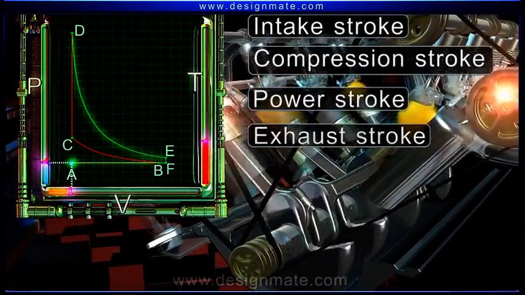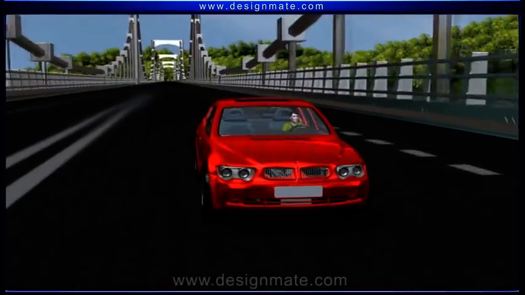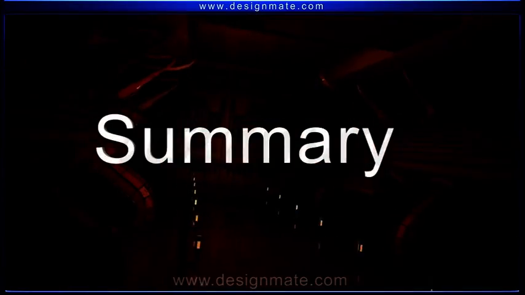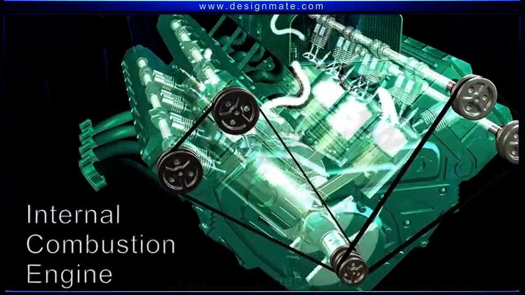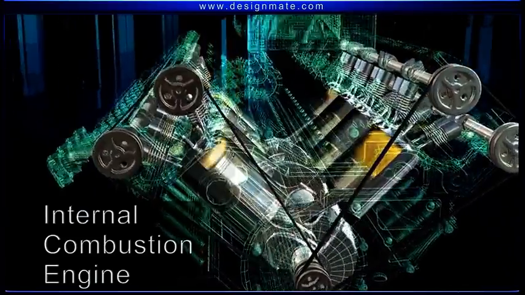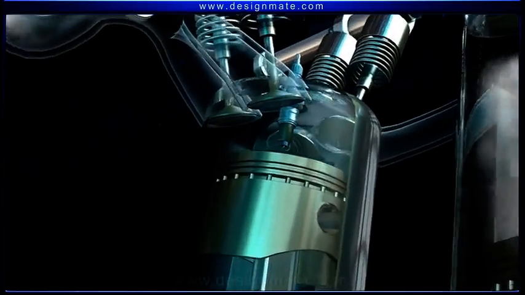These four strokes of the engine cycle keep repeating, and the engine continues to work, enabling the vehicle to continue its motion. Summary: the internal combustion engine invented by Nicholas Otto converts the energy of a fuel-air mixture into mechanical energy by burning it within a combustion chamber.